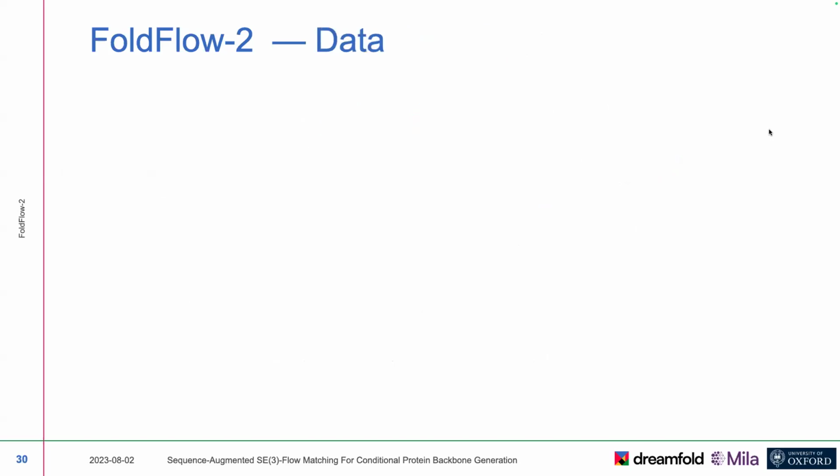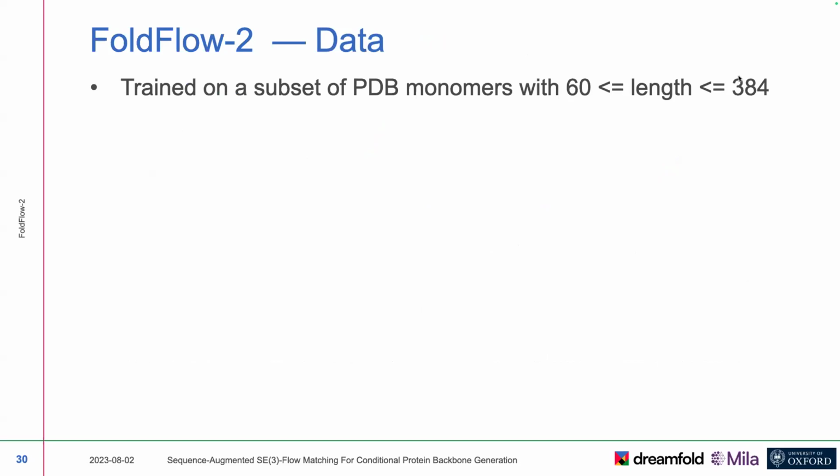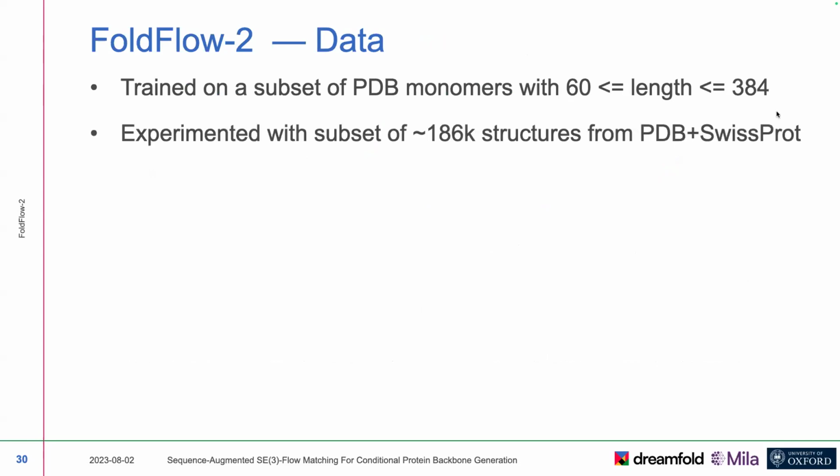Okay, so we have the loss and the training setup. Let's talk about the training data for a second. We trained on a subset of PDB using relatively short, but not crazy short proteins, with maximum length 384, using typical filtering that was described in FoldFlow and other papers.